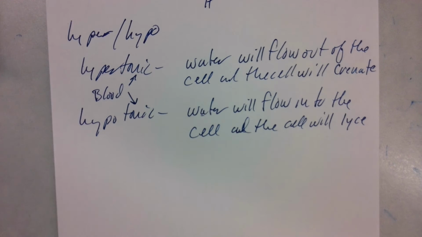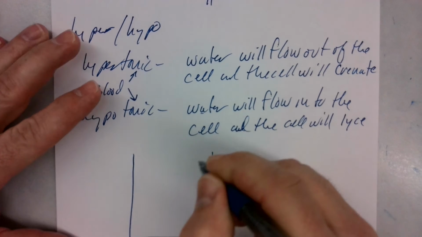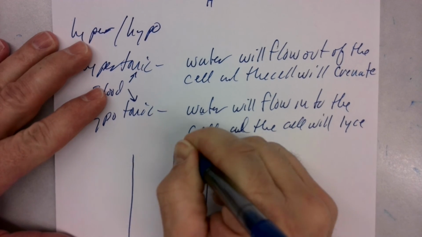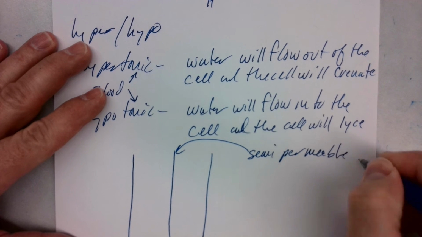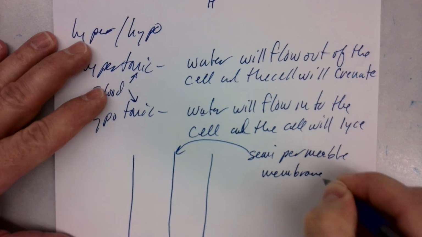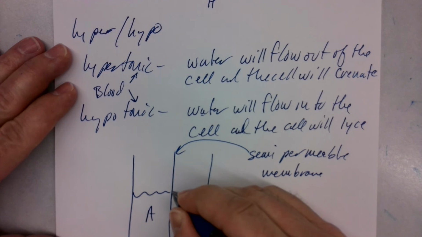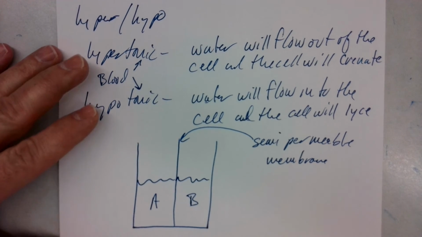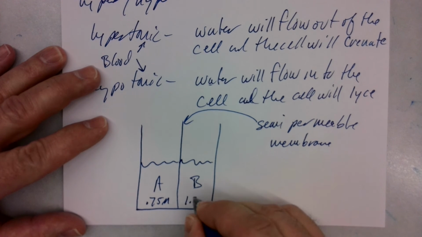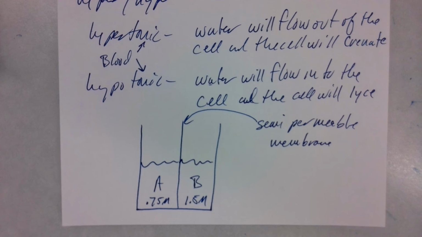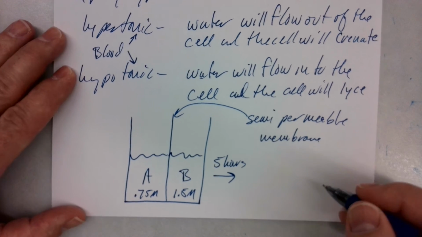Now, with that, you've got to talk about a semi-permeable membrane. Okay? So right here, this is a semi-permeable membrane. Now, what I've got going here is this: you're going to have A and you're going to have B. Let's say they start out at the same level. Let's say that A is 0.75 molar. Excuse me, B is 1.5 molar. Let's say after 5 hours, 5 hours elapse. What am I going to have?